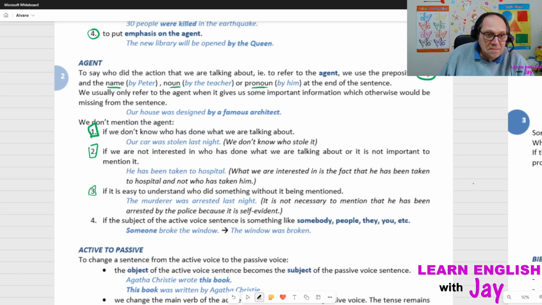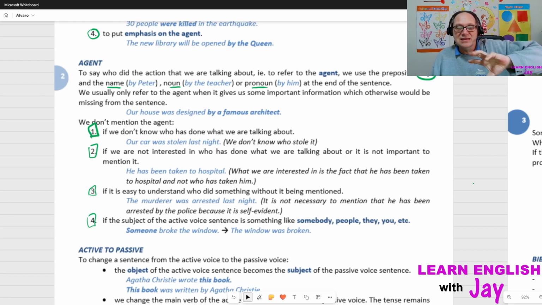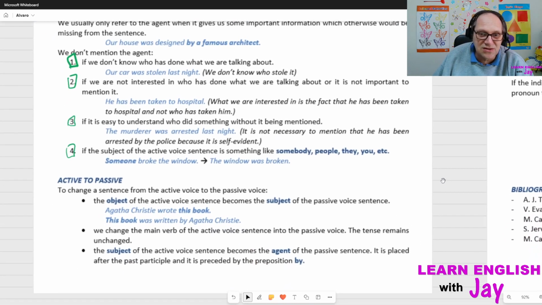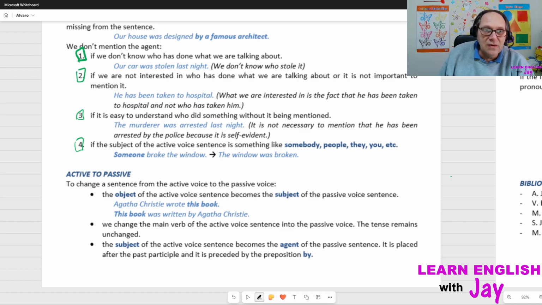Or if the subject of the active voice is something like somebody, people, they, you, etc. Instead of saying someone broke the window, with the passive voice, the window was broken by someone. We don't mention it. We don't mention the agent, or the subject in this case, subject of the active voice. It's not needed. It's not necessary. So let's carry on.